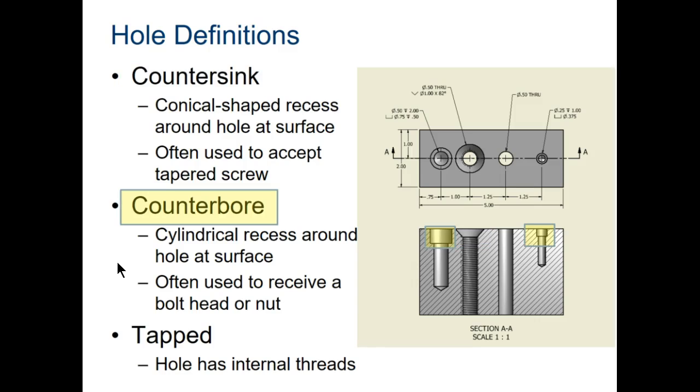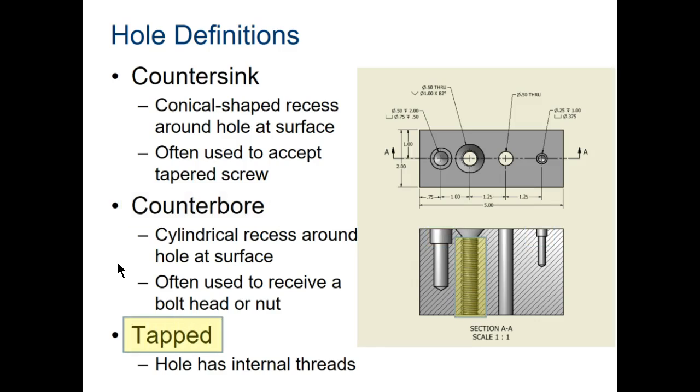The next thing is called counterbore, and instead of using taper, the walls are straight up and down, and this is used for when you need a bolt to clamp something down. So a lot of times what this lets you do is put a bolt in there, and it can be recessed so the surface is smooth, but you can tighten it down so the grip is very, very tight.